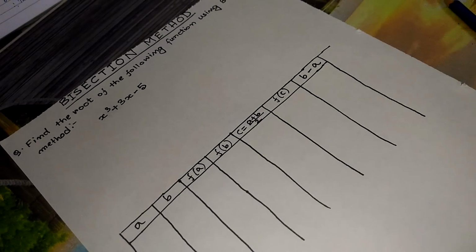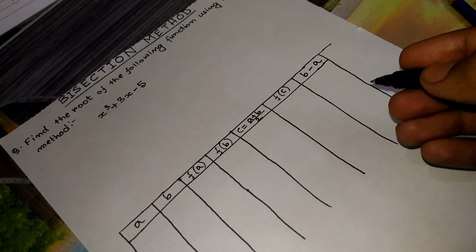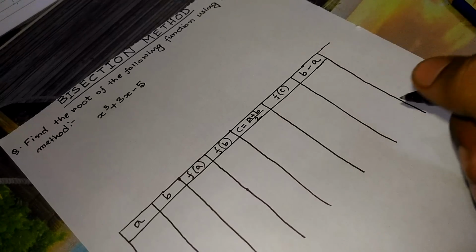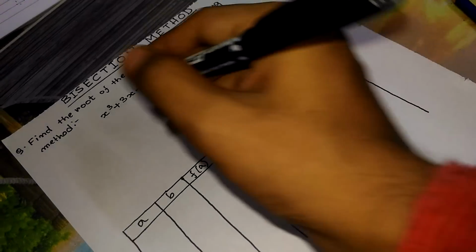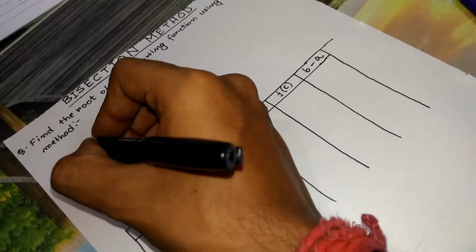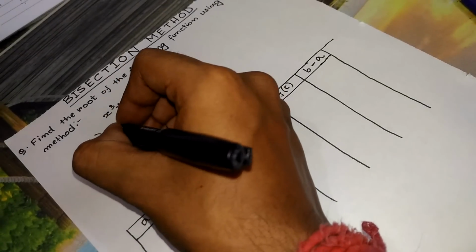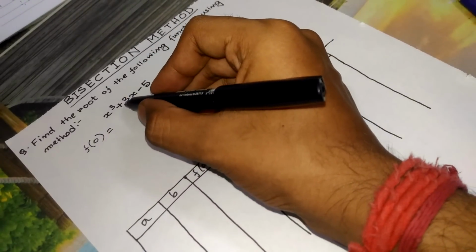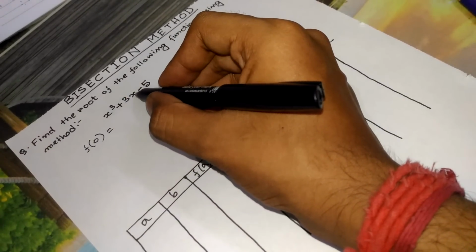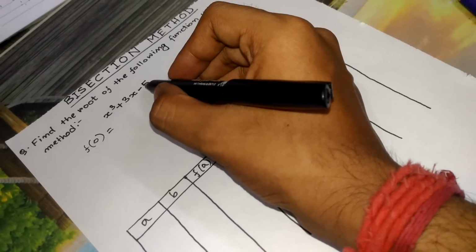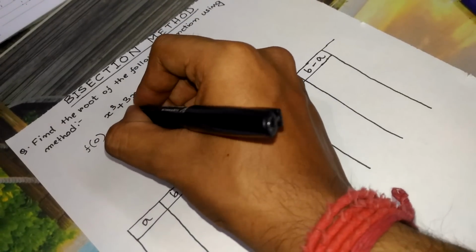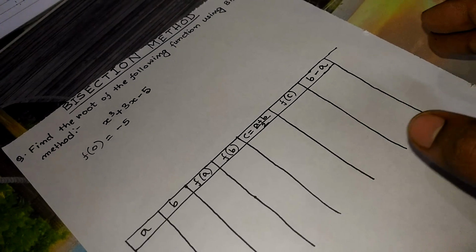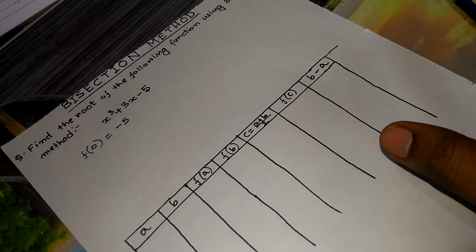Now for this function, first of all I have to test the values, putting 0 as the root. Now putting 0 as the root, I get f(0) equals 0 cube, that's 0, plus 3 into 0, that's again 0, minus 5. So it's minus 5.